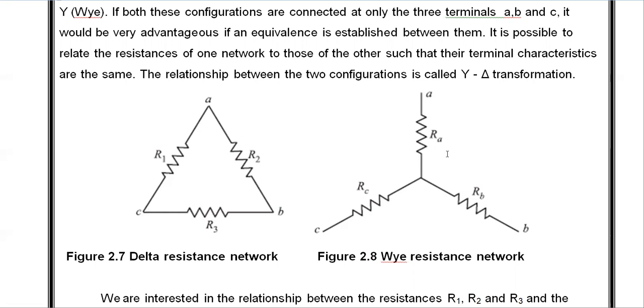And another one, you see this connection. Here the nodes A, B, C are there, and in the center one neutral node is there. In between A and neutral one resistance, in between B and neutral one resistance, and in between C and neutral one resistance is connected. This type of connection is called a star. It's like a star shape, or this one is an inverted Y. This connection is called a Y connection. So we may call this star network a Y connection or star connection.